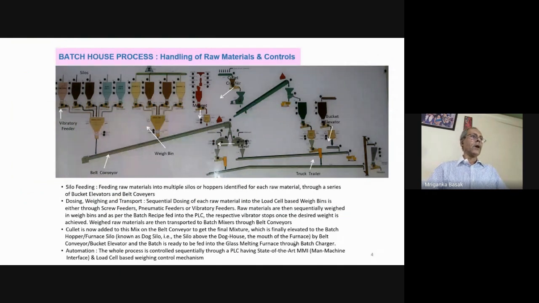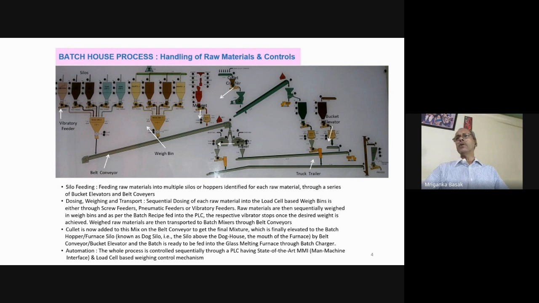Next, let's come to the batch house process. First of all, the raw materials are brought, say, via truck or whatever mode of conveyance is there, to the batch house, and they're lifted up in the batch house and fed into different silos, which are identified for each raw material. These silos are at the top of the batch house. Then comes the dosing, weighing, and transportation of these batches.